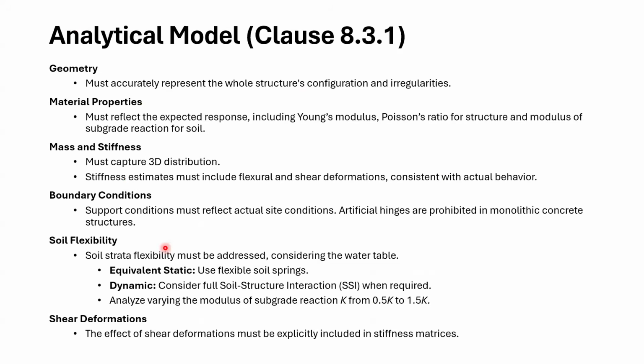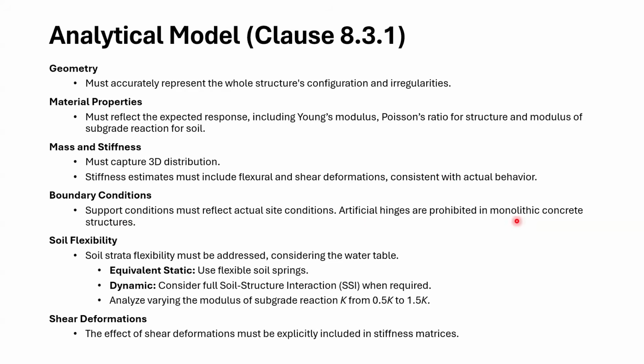And lastly, for the analysis, the model geometry must accurately represent the whole structure's configuration and irregularities. Material properties must reflect the expected response. The mechanical properties and mass and stiffness must capture 3D distribution, and stiffness estimates must include flexural and shear deformations consistent with the actual behavior. So boundary conditions, the support condition must reflect actual site condition.